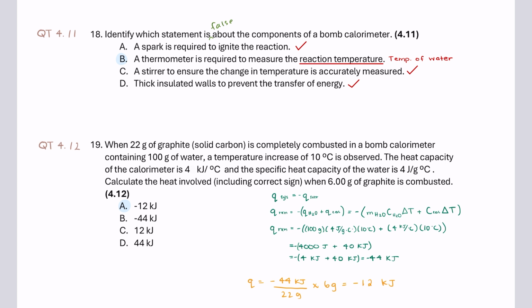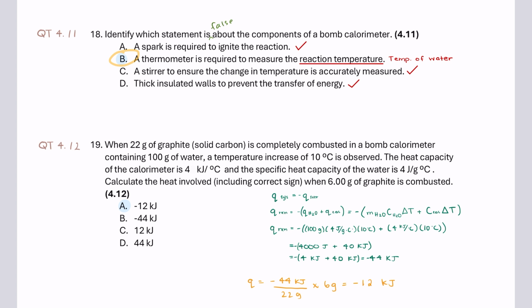B says a thermometer is required to measure the reaction temperature. This statement is incorrect, not because a thermometer isn't used, but because it misidentifies what is being measured. In a bomb calorimeter, we're not measuring the temperature of the reaction itself. Instead, we measure the temperature change of the surrounding water in the calorimeter. The heat from the combustion reaction is transferred to this water, and it's the water's temperature change that tells us how much heat was released. So the idea is close, but the phrasing is inaccurate.